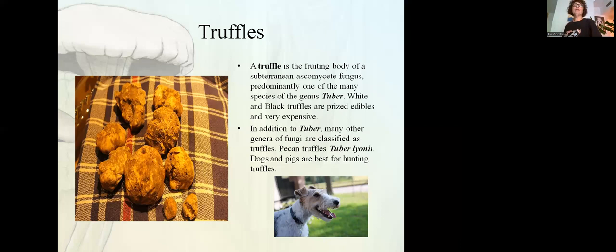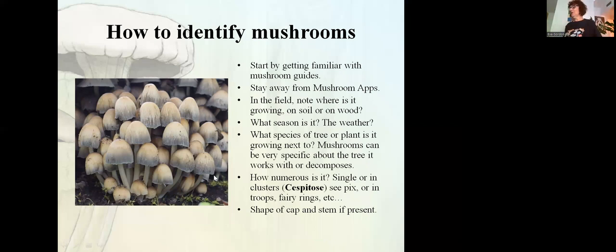And people use dogs and pigs to look for the truffles. So that's my dog. She's not quite, we're working on truffle training. How to identify mushrooms? Okay, we're getting towards the end. So I'm going to kind of rush through these.